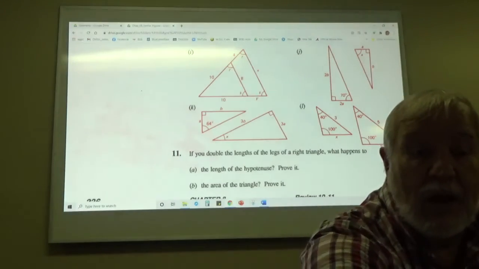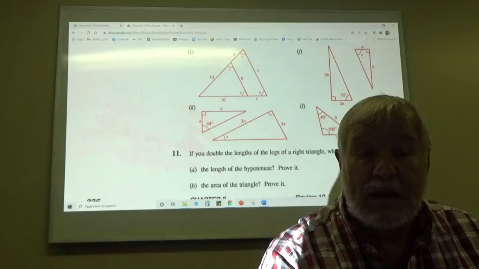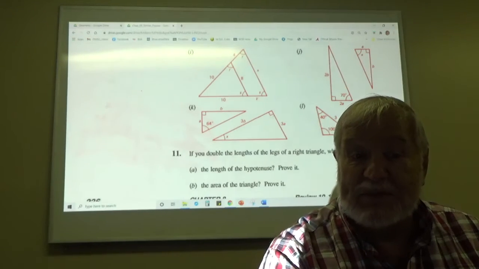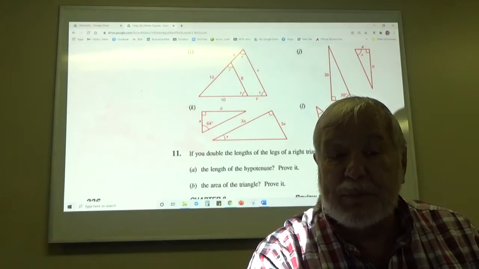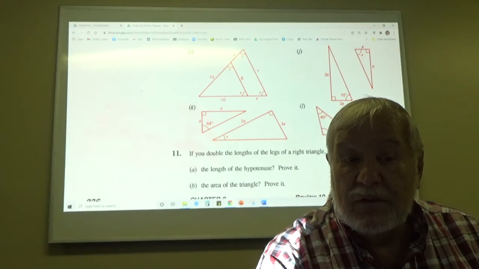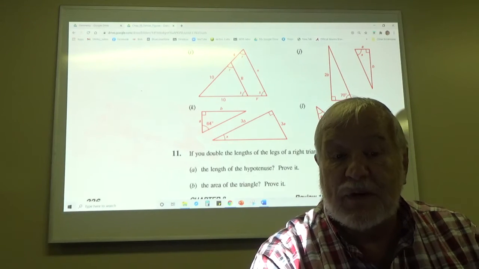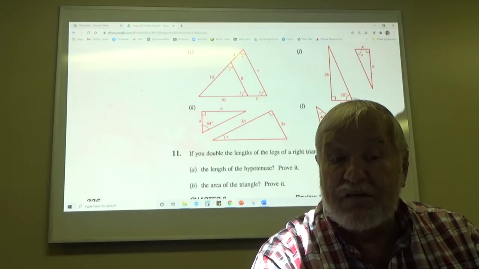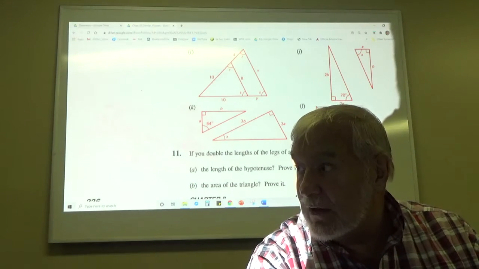Okay, so what about L in this bottom corner? All right, you notice that the angles are set up the same? Okay, so what's the proportion? They're the same way, so 3 is to 5 as x is to 3.